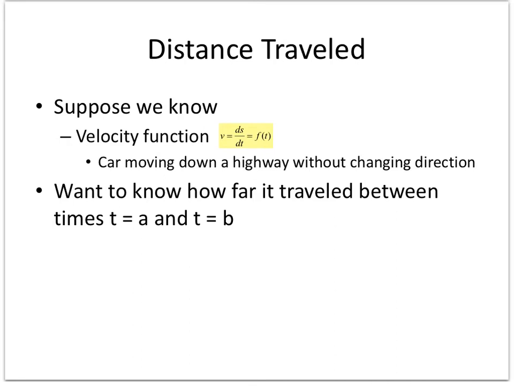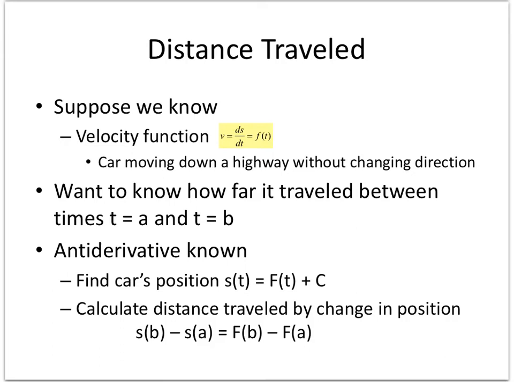Well, if you remember, if this is my velocity and I find its antiderivative, that is the position function. If the antiderivative is known, then all I have to do is evaluate it at those 2 times. So that's pretty easy to do. I find the car's position based off of my velocity, my antiderivative, and so I get my function, and then I plug in those various times.